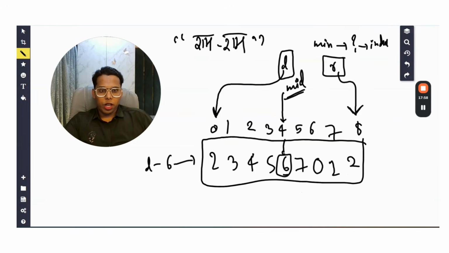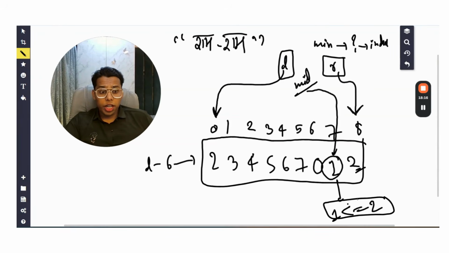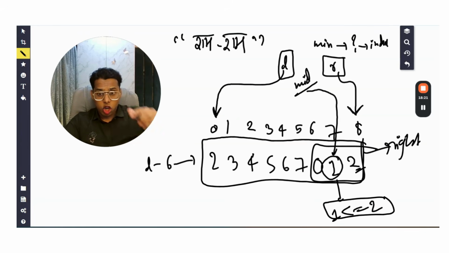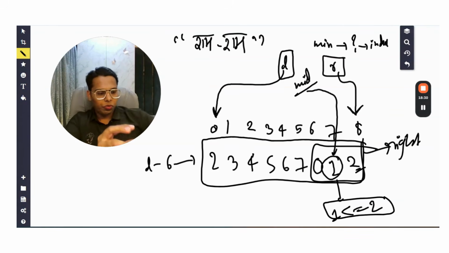For example, let's say instead of 6, your mid was 1. Now compare this 1 with the last value. 1 is less than or equal to 2. If your current value is less than or equal to the last value, it means 1 is in the right sorted part. From the current value till the last value, it is in sorted order. It is the right part.